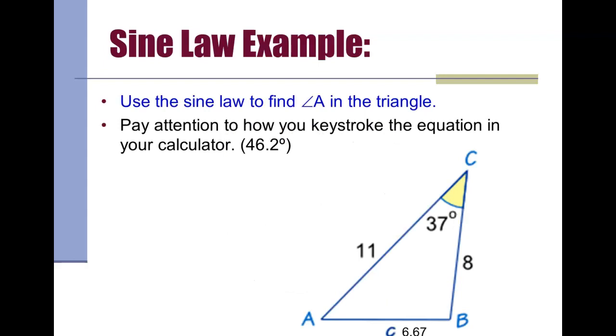Let's practice the sine law. So we have the same triangle here, but in the previous cosine law example, we did find side C. So I wrote that in here as 6.67. So we are trying to find angle A in the triangle. I know side A, angle A, I know side C and angle C, so I think I should use A stuff and C stuff when I set up my sine law. Let's pause the video again, see if you can work through this example.